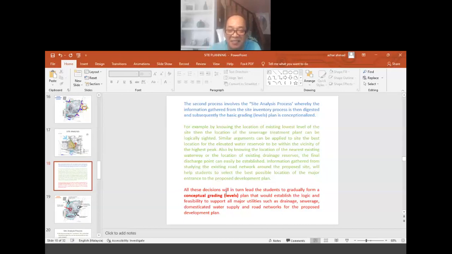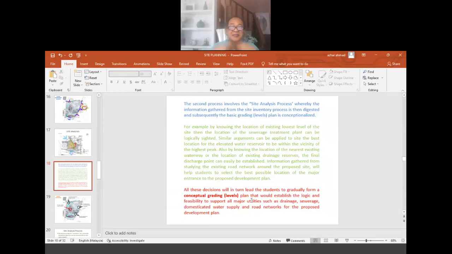So all these decisions will in turn lead students to gradually form what is termed our grading plan or levels. Conceptually, the conceptual grading plan, or conceptual levels plan, where the levels are proposed in concept. So this will form your first trial, where you come up with a conceptual grading plan, and from there you work out the cut and fill, and from there the costing will come up with the relevant cost based on the conceptual grading plan, conceptual levels.